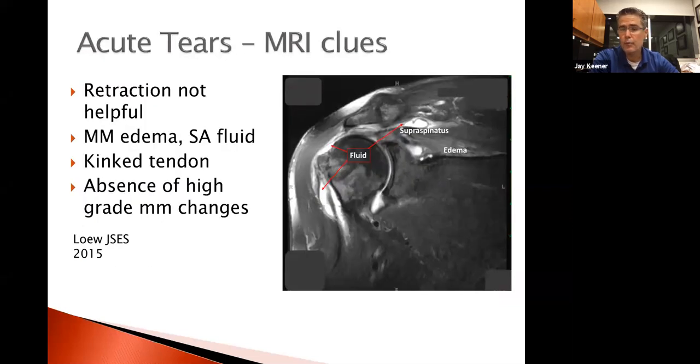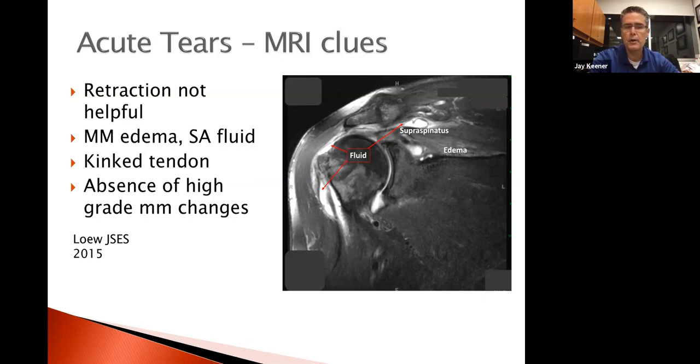MRIs are very helpful for what Jed described as the acute on chronic tears, in my opinion. This study by Marcus Lowe is one of my favorite studies of all time in helping distinguish acute injuries from chronic tears. And the important take-home point is that retraction of the tendon is not helpful. So if your cable's disrupted, your tear will migrate medially, and it doesn't tell you anything about the repairability or the age of the tear.